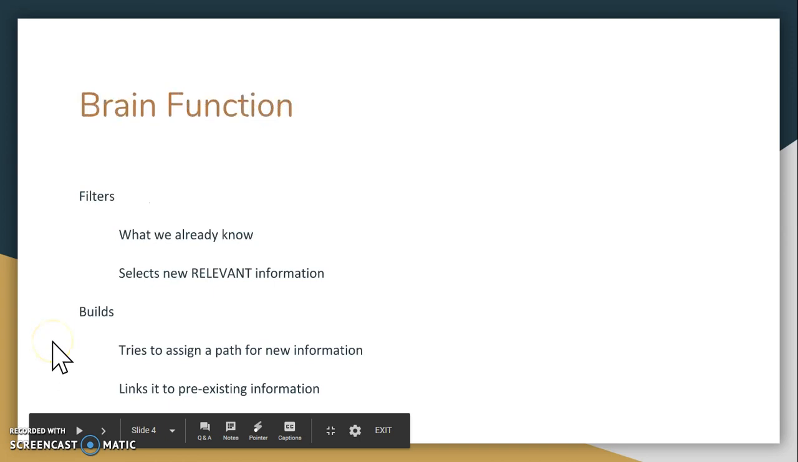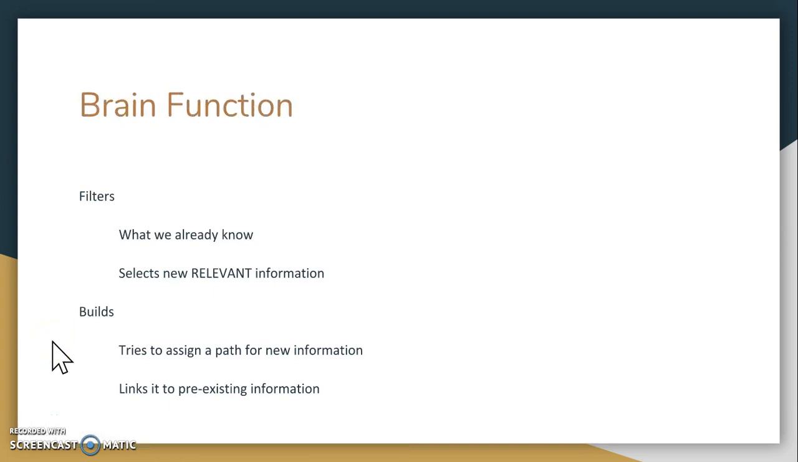Brain function. All right, so we have our brain filters and it builds. So what it filters, it says, okay, I already know this, so I'm filtering that. And then it selects new relevant information that we want to learn. Now, relevant is in the eye of the beholder. So what it selects is relevant. It could be relevant to you, might not be relevant to someone else. And then your brain will build pathways. So it tries to assign a new path for that information and link it to pre-existing information.